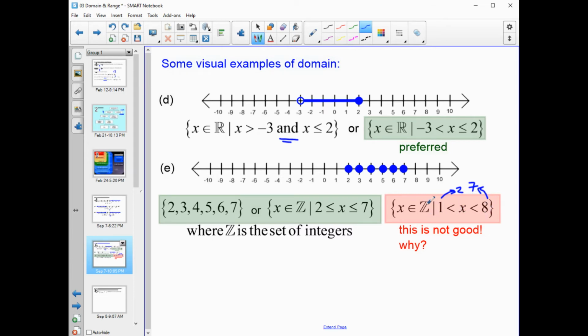So really, why would we use this notation? Really, this is the best, especially if you have a lot of integers and they're all consecutive. And this is perfectly fine if you have a smaller list. That's pretty easy to just write out each and every one of them.